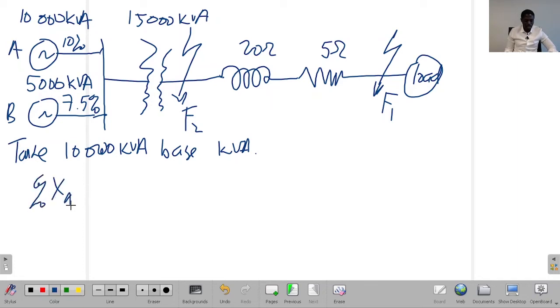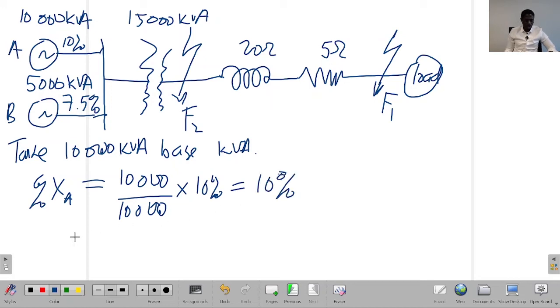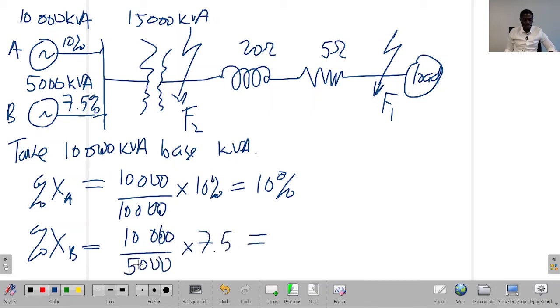If we label this as A and B, we've got the alternators. The percentage reactance of alternator A at base kVA is equal to the base kVA, which is 10,000, over the actual rating of that generator multiplied by its percentage reactance, which is 10%. And this gives us 10%. Then we go to the percentage reactance of the second alternator. We have the base kVA of 10,000 over 5,000 multiplied by 7.5. So basically 2 times that gives us 15%.